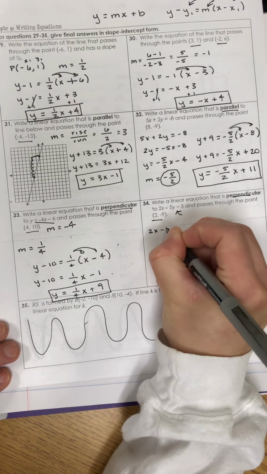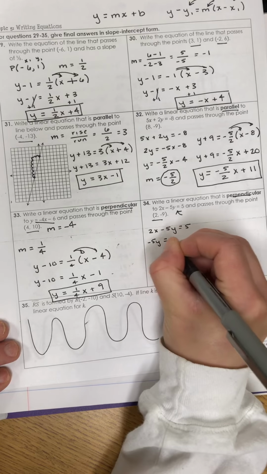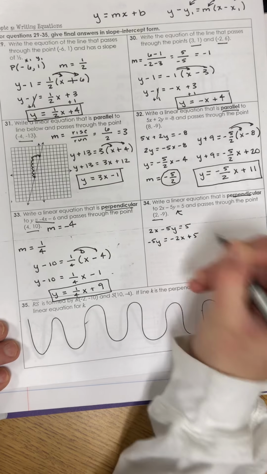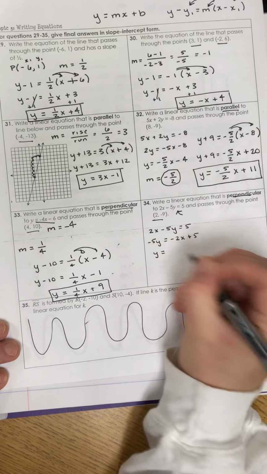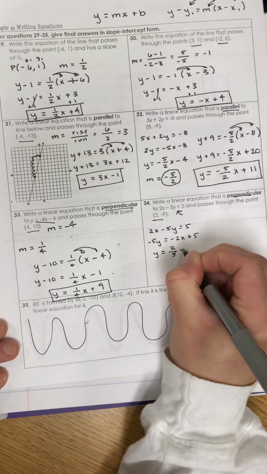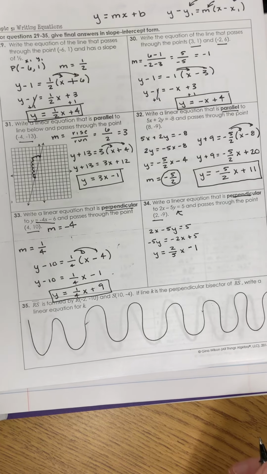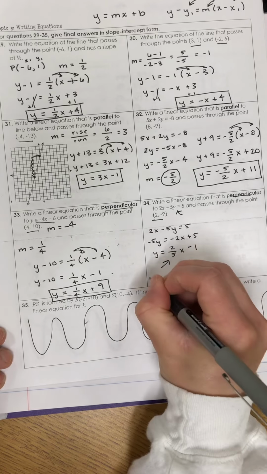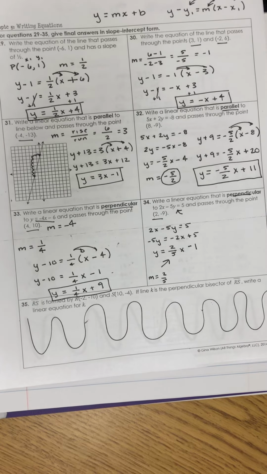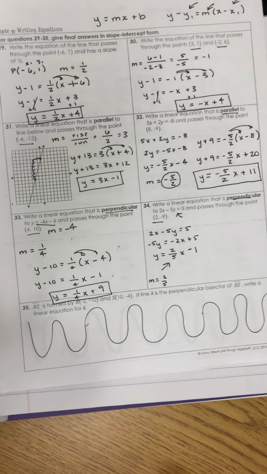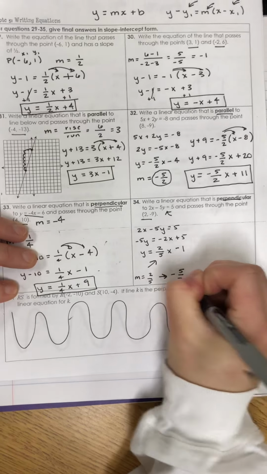So 2x minus 5y equals 5. So negative 5y equals negative 2x plus 5. We're subtracting 2x from both sides. Dividing everything by negative 5, so y equals 2/5 x minus 1. So now that we have our slope of m equals 2/5, we have to find the negative reciprocal because our new slope is going to be perpendicular here. So our new slope is going to be negative 5 over 2.